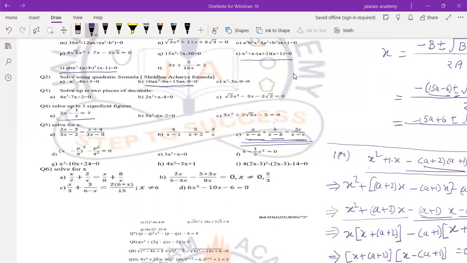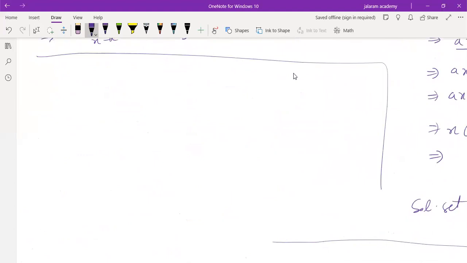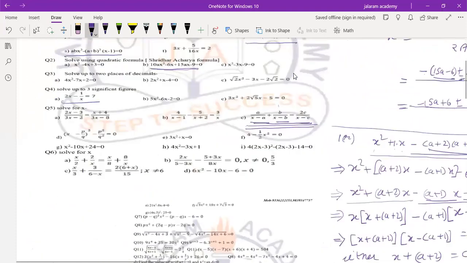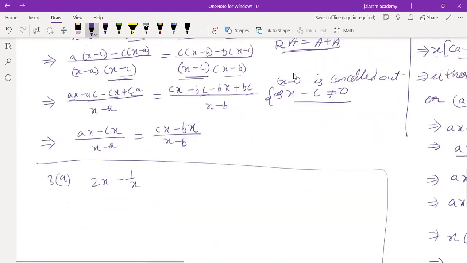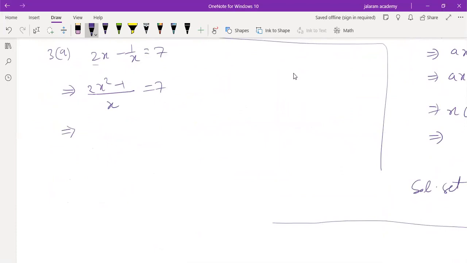Okay, sir. Question number 3a: 2x minus 1 by x equals 7. So first we take the LCM as x. So 2x into x, 2x square minus 1 equals 7. Then cross multiply it to get 2x square minus 1 equals 7x. It implies 2x square minus 7x minus 1 equals 0.